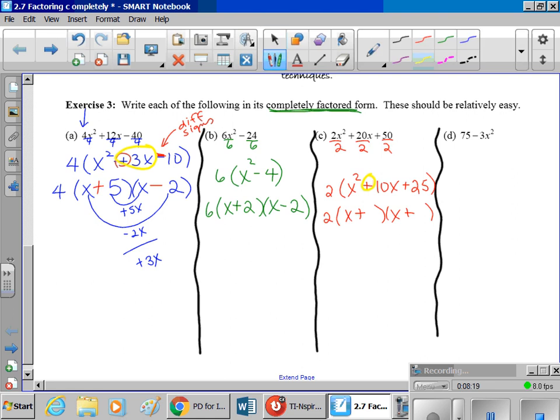So what two numbers multiply to 25 but add to give me 10? I read it backwards. Add to give me 10, obviously 5 times 5. So hopefully you're saying, well, these are easy.